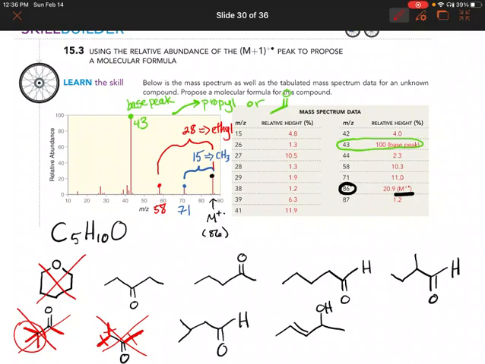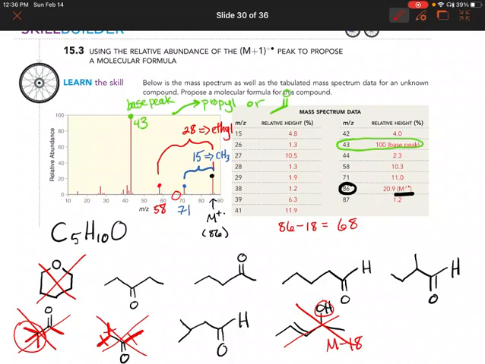What about the alcohol? Remember, if we have an alcohol, we're expecting an M-18 peak. So do we have an M-18 peak? Let's see, so 86 minus 18, what would that equal? 68, right? Yeah, I don't see anything at 68, so we probably don't have an alcohol. Okay, so we've narrowed this down quite a bit.